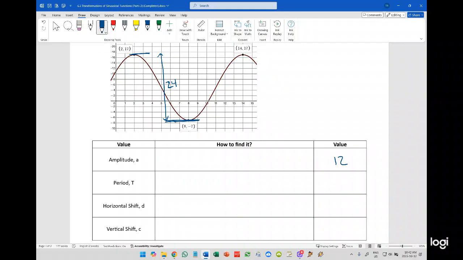Now, if you're somebody who likes formal mathematics, you could do this as max minus min divided by 2. So it's the difference between the maximum and minimum divided by 2. In this case, that's 17 minus negative 7 over 2, which is 24 over 2, which is 12.